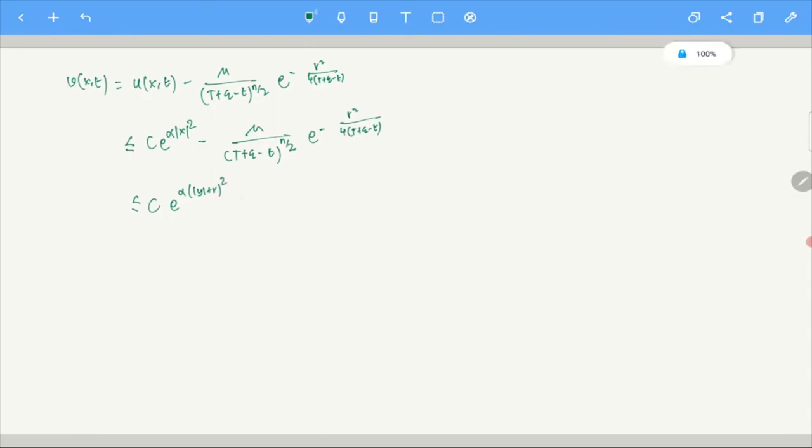Minus, I am using the increasing property of exponential, minus mu (t plus epsilon) whole power n by 2. Here also this can be dominated by this exponential minus r square by 4(t plus epsilon). So I am just replacing this thing. See, this is a decreasing function, and this is a decreasing function, so minus of this is increasing, so I can just dominate it. So that's what I did.